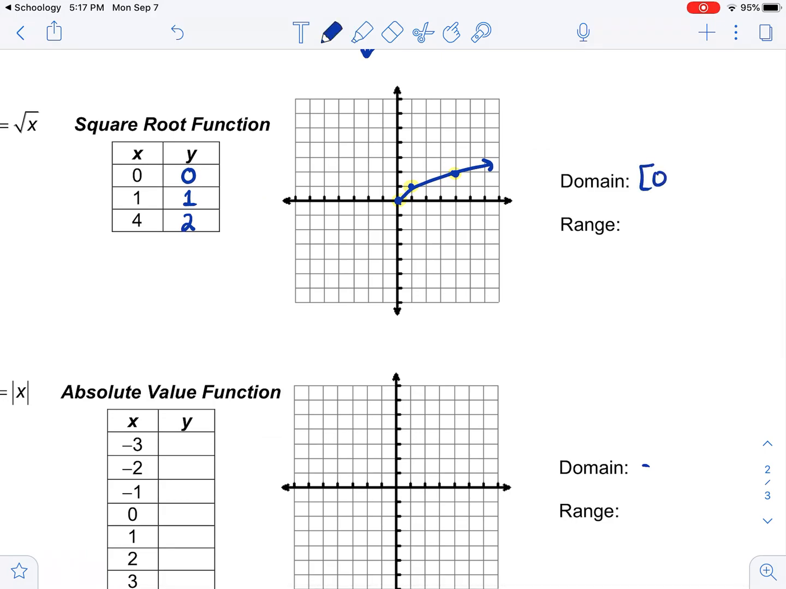Domain, 0 to infinity. Remember why this is: we're not going to be able to plug in negative numbers into this parent function. And your range is also 0 to infinity because we're never going to get a negative answer when we take the square root of something.